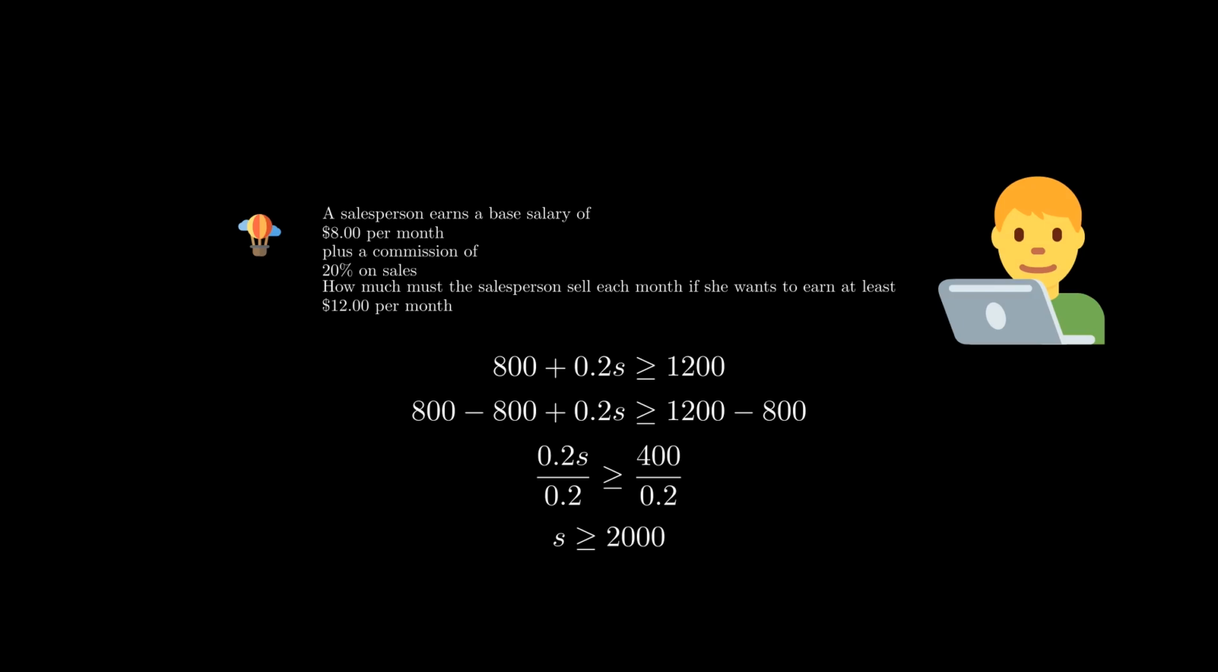So let's understand why this solution makes sense. The salesperson's base salary is already set at $800, so we don't need to worry about it for the rest of the calculation. To figure out how much they need to make from commission, we subtract $800 from both sides. Now this lets us focus only on the money they earn from the sales. And after that, we divide by the 20% commission rate to find out how much they need to sell to earn the extra income. So I hope this was helpful.